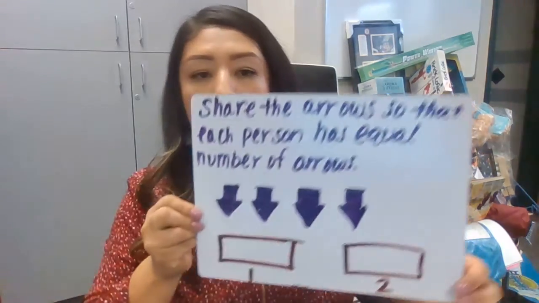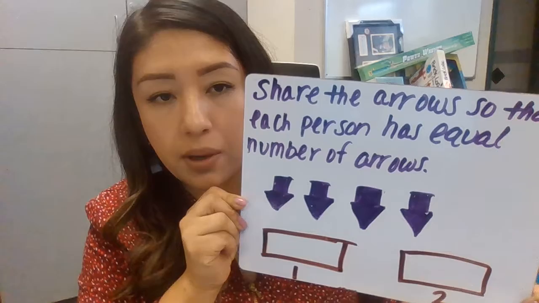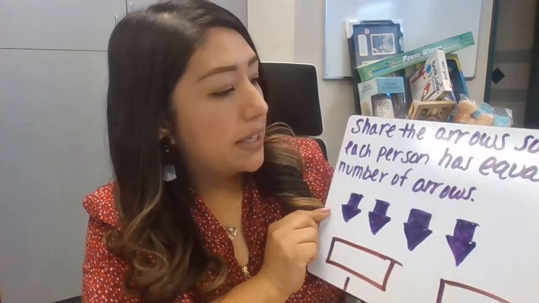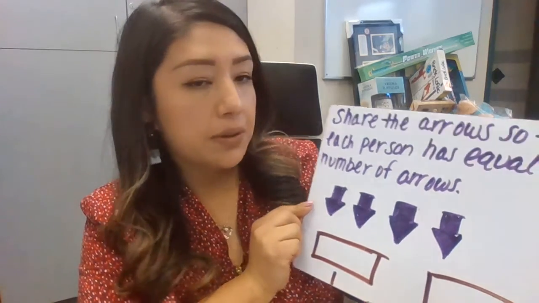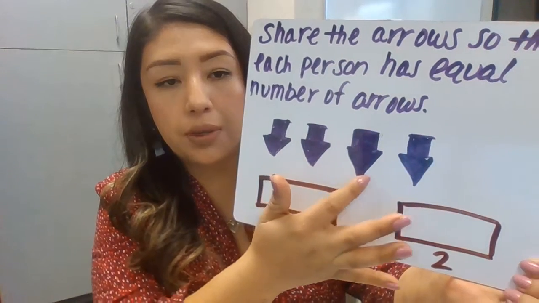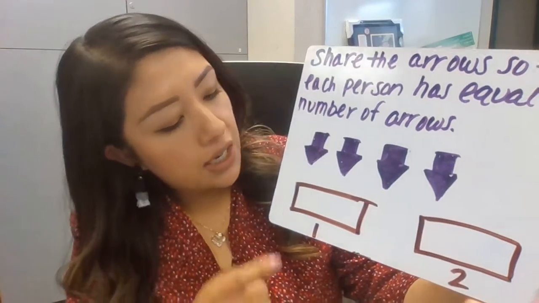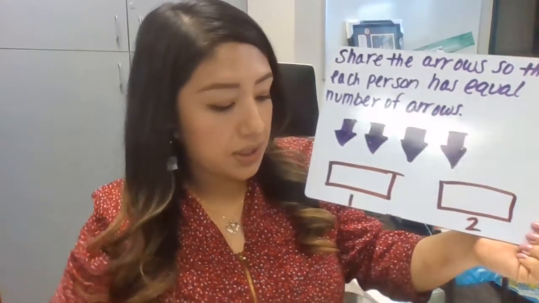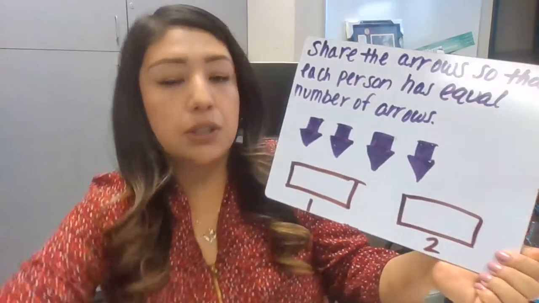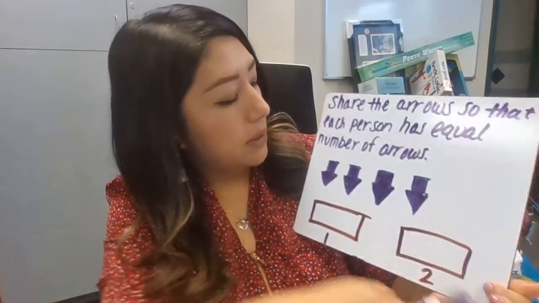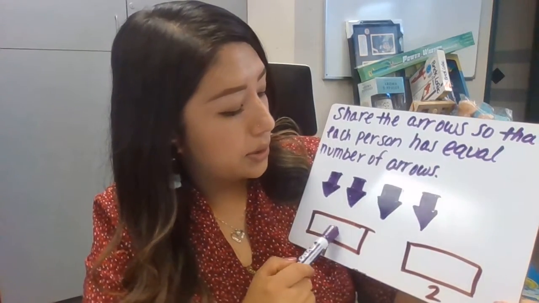The first problem is a story problem. It's a mini story problem and it reads, share the arrows so that each person has an equal number of arrows. And as you can see, we have 1, 2, 3, 4 arrows. And we have 1, 2 people. The squares represent the people. And today, we are going to be dividing 4 arrows amongst 2 people.